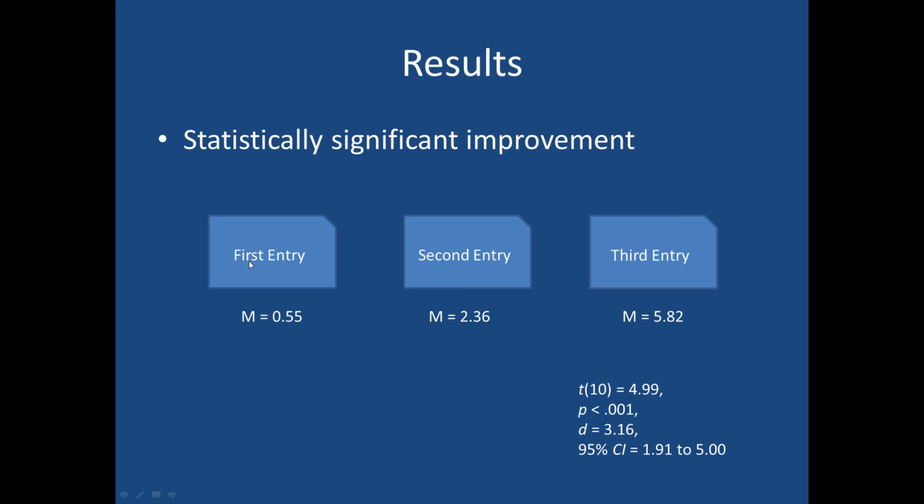So when the rubric was utilized to assess students' first entry, they earned a score of about 0.55, about 0.6. The second entry was much higher, about 2.3. And these scores were calculated out of an 8-point scale. Here are some additional statistics related to scores for the third entry.